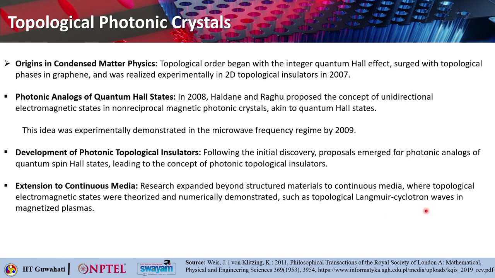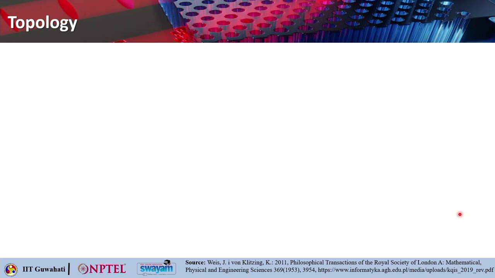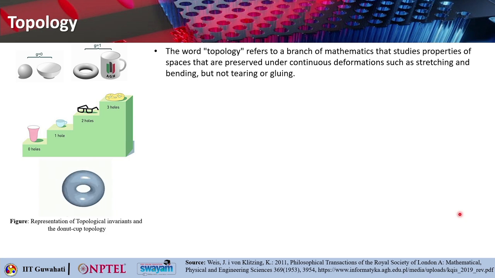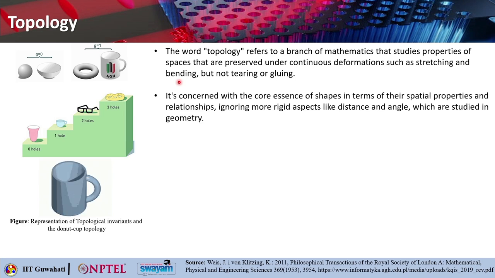So these are all difficult concepts to understand, but let me bring the first notion of topology in this lecture. What do we mean by topological insulators, and what is topological invariance? When you think of the word topology, it refers to a branch of mathematics that studies properties of spaces that are preserved under continuous deformations such as stretching and bending, but not tearing or gluing. That is important. It is concerned with the core essence of shapes in terms of their spatial properties and relationships, ignoring more rigid aspects like distance and angle, which are studied in geometry.